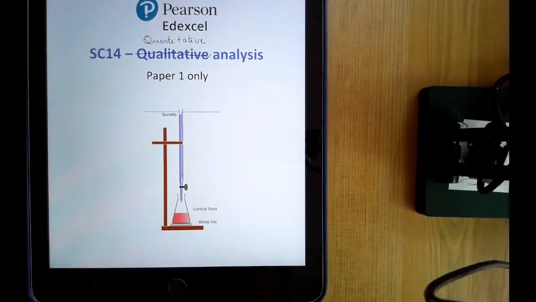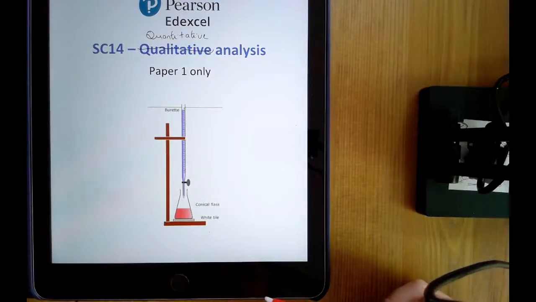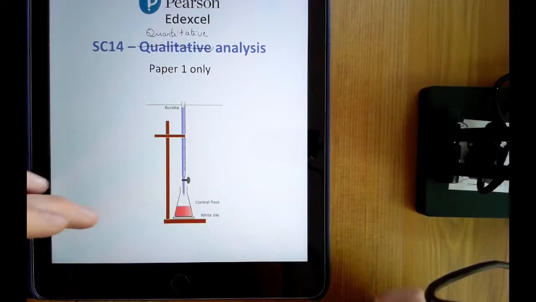So you should have been given these booklets on Wednesday. If you weren't in on Wednesday, there should be spares at the back of N17. So make sure you've got one of these booklets. You're going to need it over the next few lessons.